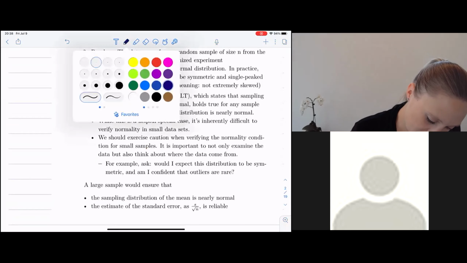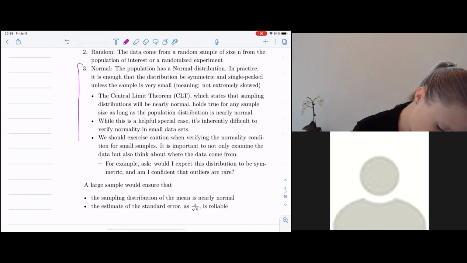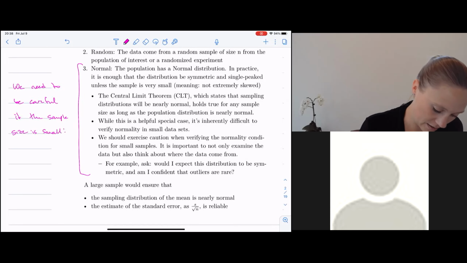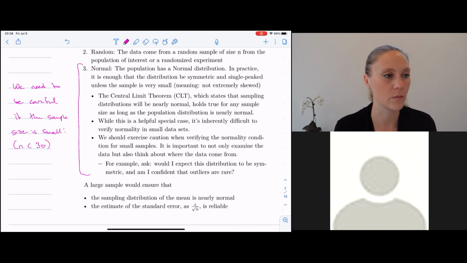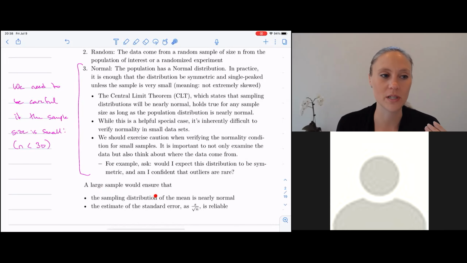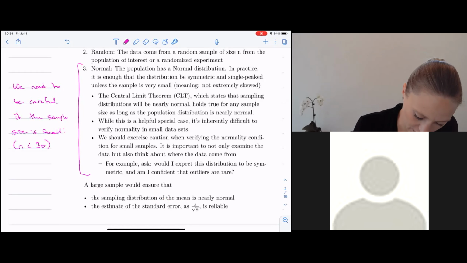So really this part here just says we need to be careful if the sample size is small. It's basically all it's saying, right? Something like n less than 30, we'll consider that small. And then on the plus side, a large sample would ensure that the sampling distribution of the mean is nearly normal, right? From the central limit theorem.